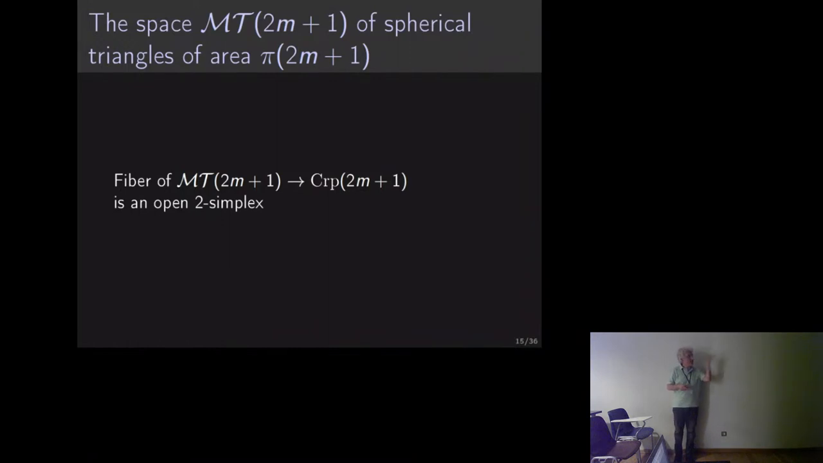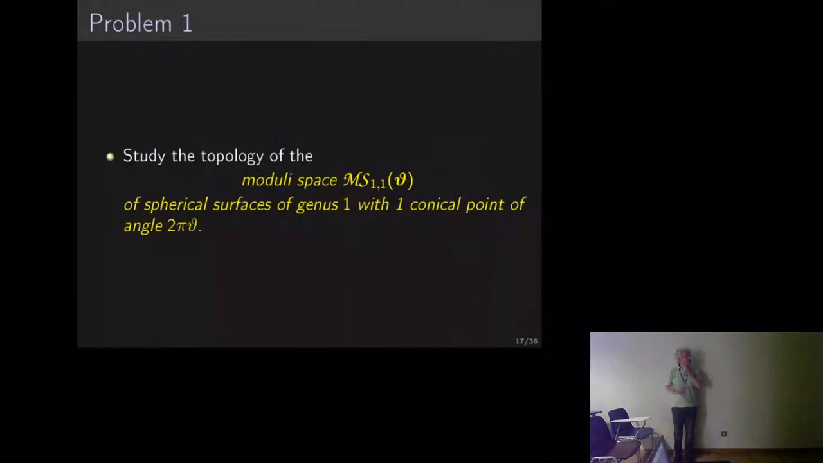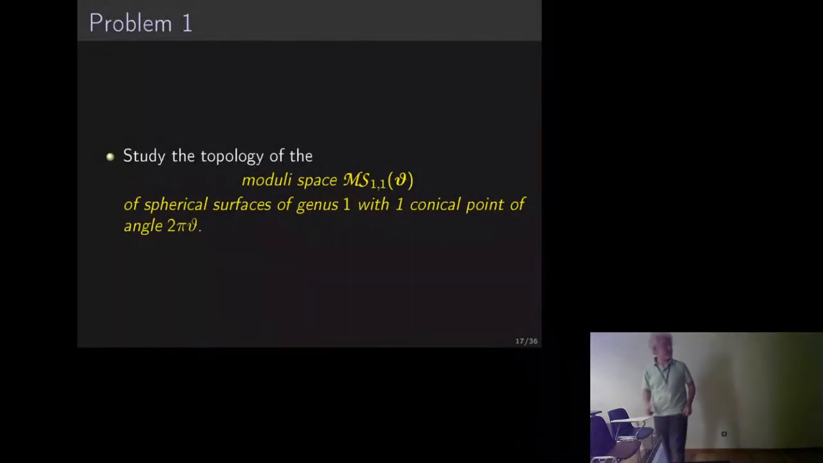Okay, so once we have completely understood the space of triangles, we can switch to the problem, which is understanding tori with one conical point. So this, we denote by MS 1,1 theta, the moduli space of spherical surfaces which have genus 1, one conical point, and the amplitude of this conical point is 2 pi theta. And theta must clearly, by Gauss's law, be greater than 1. Otherwise there is no room for the surface.